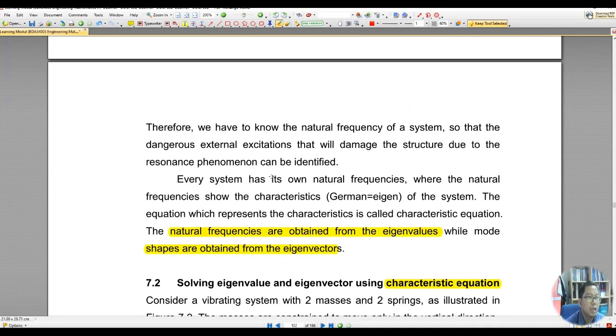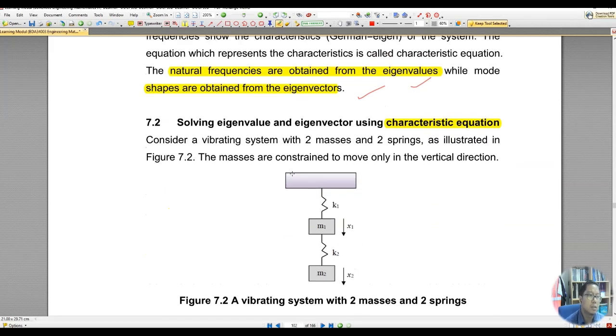then it will not cause resonant results. Therefore, we have to know the natural frequency of a system, so that the dangerous external excitation that will damage the structure due to the resonant phenomenon can be identified. Every system has its own natural frequencies, where the natural frequency shows the characteristics, we call it eigen of the system. The natural frequency is obtained from the eigenvalue, while the mode shape is obtained from the eigenvector. So in this class, for today's topic, we will discuss more on eigenvalue and eigenvector, to follow the natural frequency.